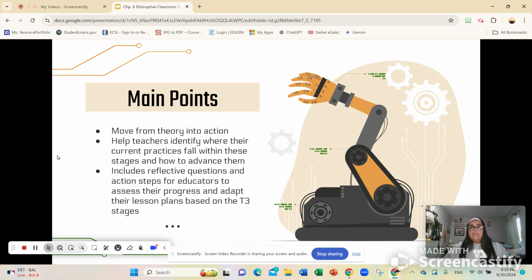So what we can do as educators and professionals. It helps teachers identify where their current practices fall within the stages and how to advance from them. Because Magana elaborates that just because we've reached that mastering level doesn't mean that we stop learning. We have to keep making progress and find ways to improve our education. In this chapter, there are a lot of reflective questions and action steps that educators can take to assess their progress and adapt their lesson plans based on the T3 stages.